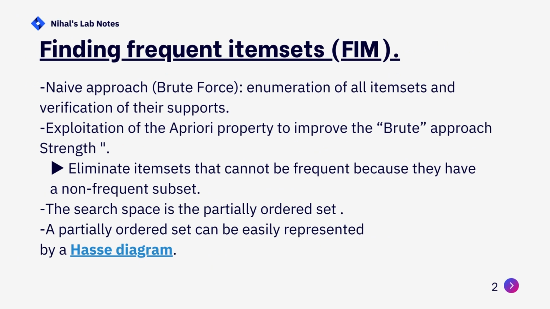Now, for finding the frequent item sets, the naive approach is brute force. It means enumeration of all item sets and verification of their supports. Exploitation of the Apriori property improves the brute force approach. It eliminates item sets that cannot be frequent because they have a non-frequent subset. The search space is a partially ordered set. Partially ordered sets can be easily represented by a Hasse diagram, that we are going to see.